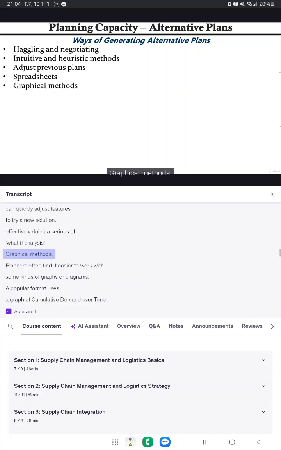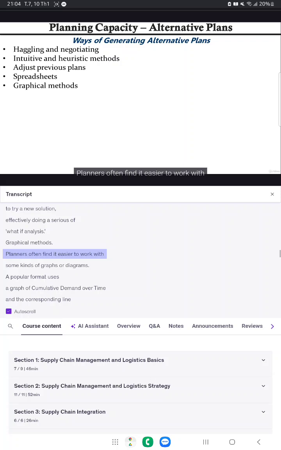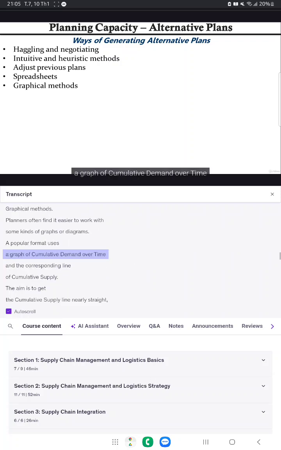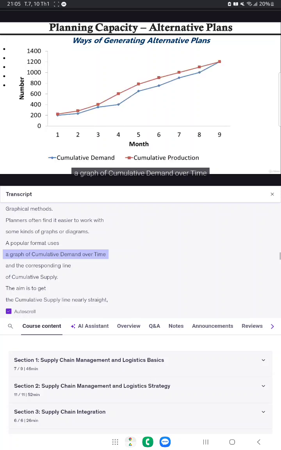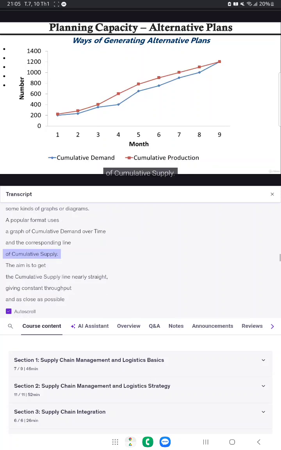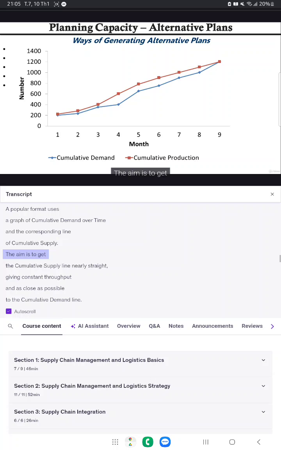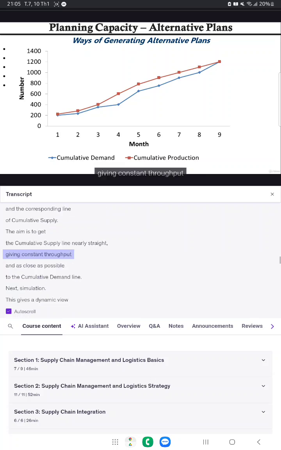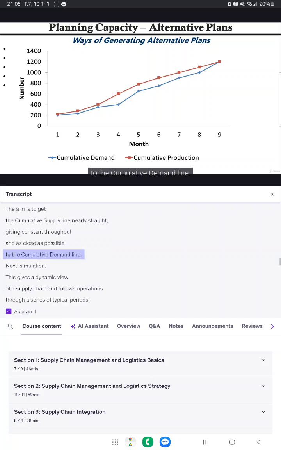Graphical methods. Planners often find it easier to work with some kind of graphs or diagrams. A popular format uses a graph of cumulative demand over time and the corresponding line of cumulative supply. The aim is to get the cumulative supply line nearly straight, giving constant throughput and as close as possible to the cumulative demand line.